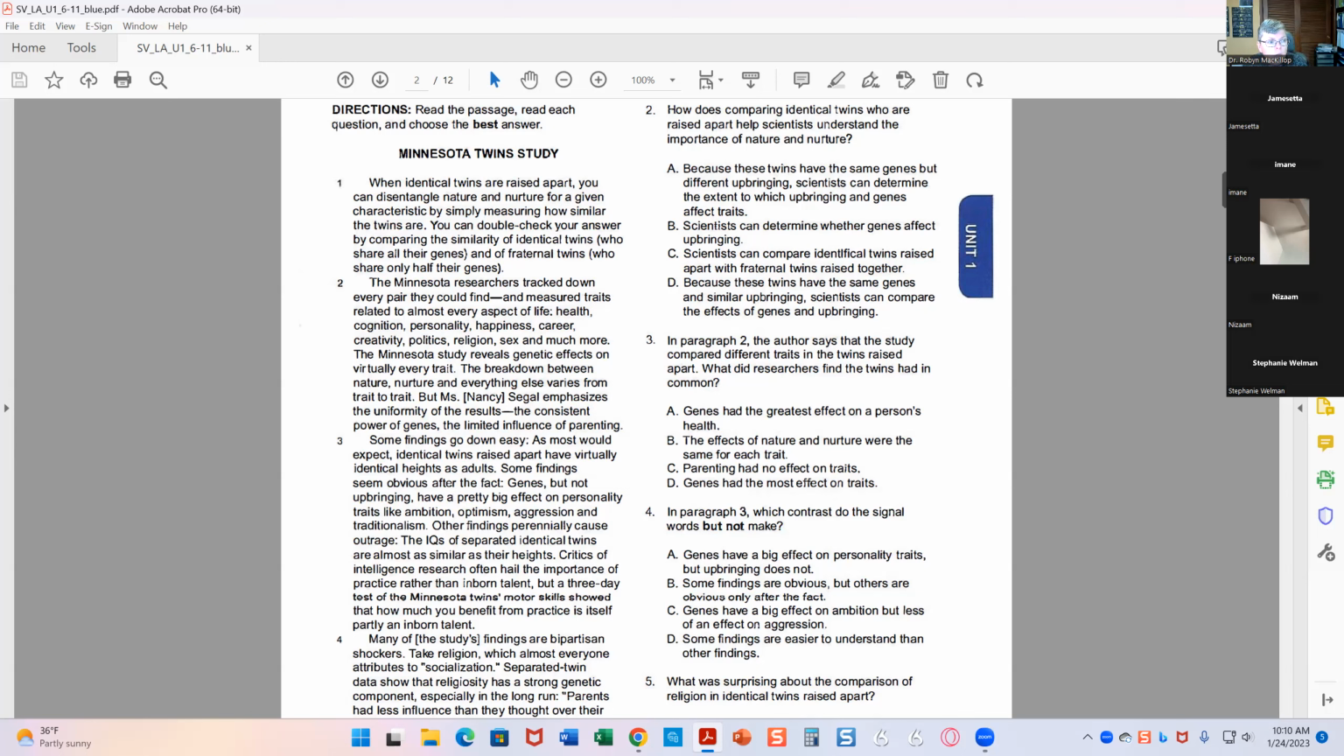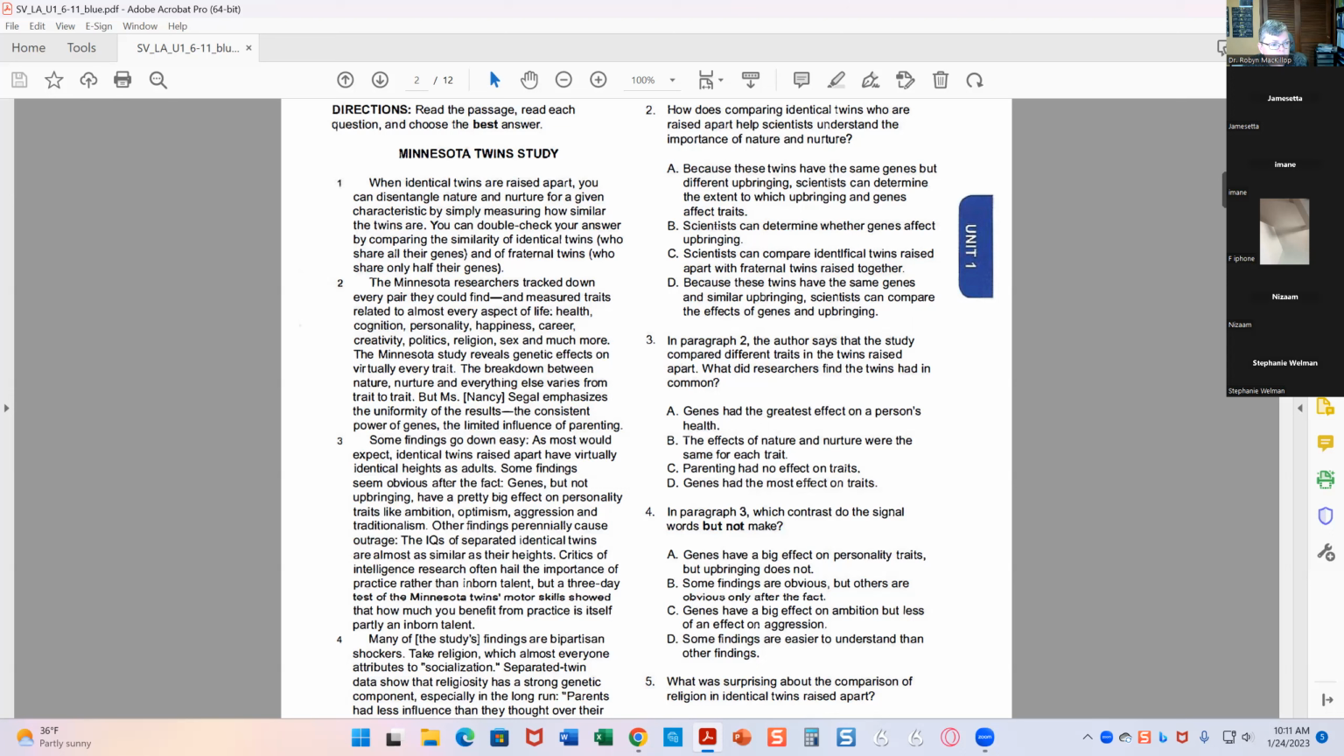When identical twins are raised apart, you can disentangle nature and nurture for a given characteristic by simply measuring how similar the twins are. You can double check your answer by comparing the similarity of identical twins who share all their genes and of fraternal twins who share only half their genes. The Minnesota researchers tracked down every pair they could find and measured traits related to almost every aspect of life, health, cognition, personality, happiness, career, creativity, politics, religion, sex, and much more.